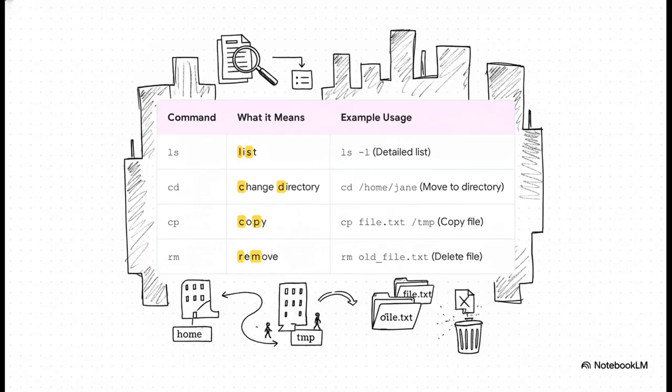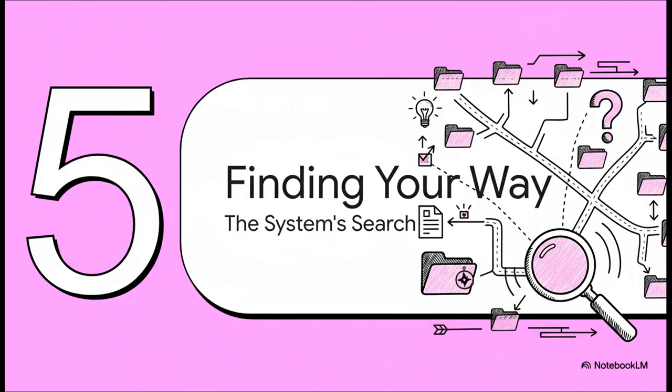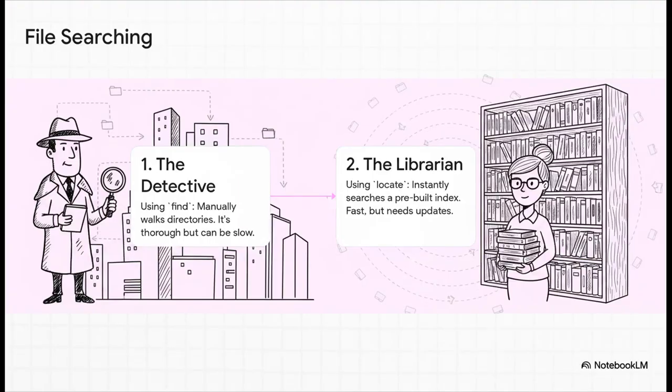Okay, so now you can get around, but this city is huge. It's vast. What happens when you lose something? Well, don't worry. Let's look at how you can find anything you need using the system's own built-in search engines. You've basically got 2 main tools here.